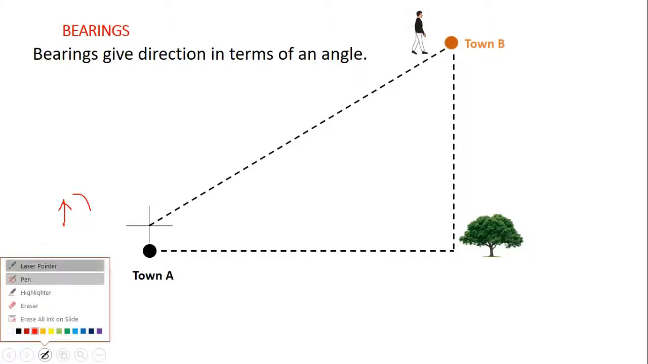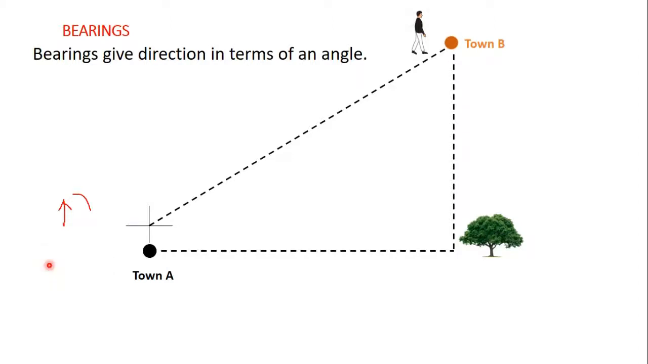So you see, we have given directions, but we gave directions in two types. In the first one, we use the tree as our reference point. So he walks from town A to the tree, then turns left and walks to town B. But in the second one, we use an angle to give the direction. This is what we refer to as a bearing. When you use an angle to give direction, we call that angle the bearing.